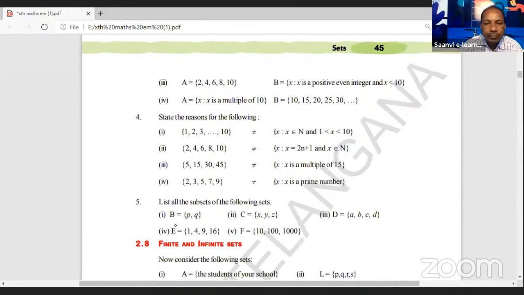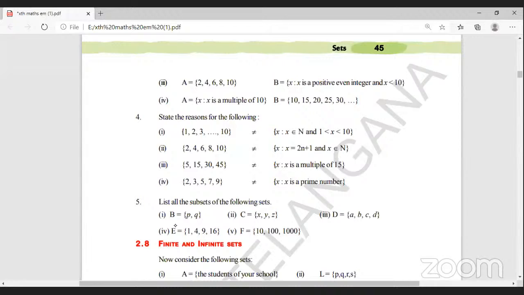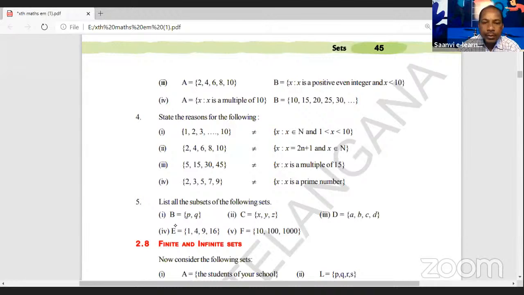Okay. And also here, the fourth bit, it is given, state the reasons for the following. Set of 1, 2, 3, dash dash 10 given is not equal to x such that x belongs to N and 1 less than or equal to x less than or equal to 10 given. Okay. So why they are not equal? Just you write them. Okay.